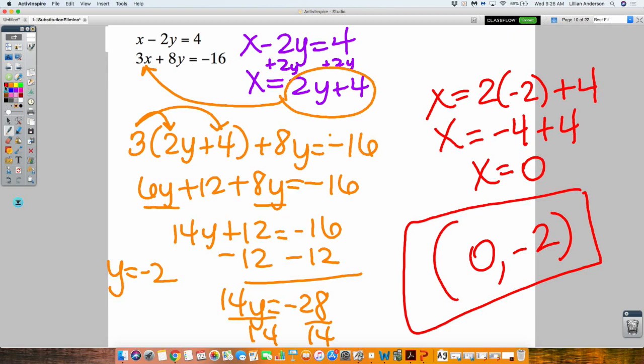Questions? I almost had 8, negative 2, but then I saw it was a negative 12 up there. I changed my answer. Good. Good way to recognize it, though.